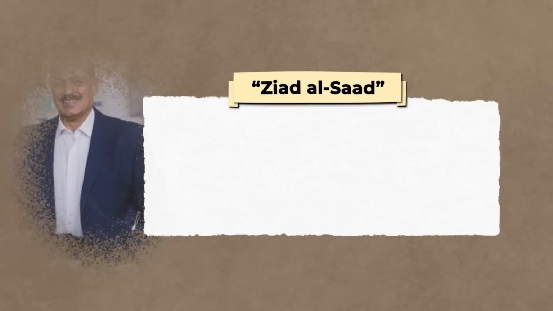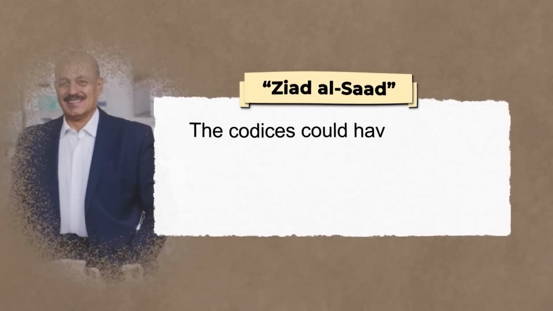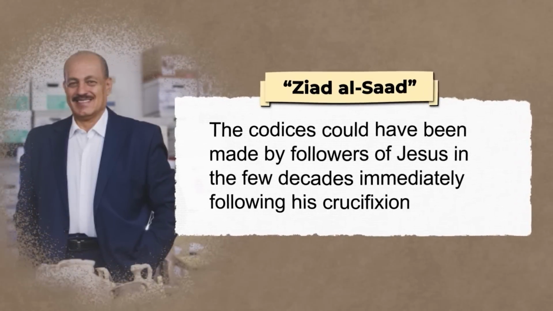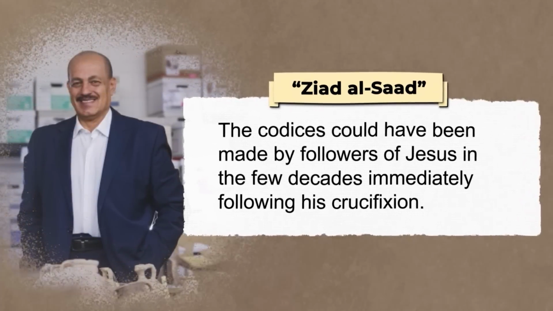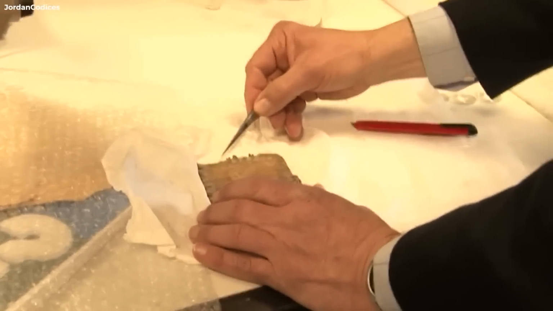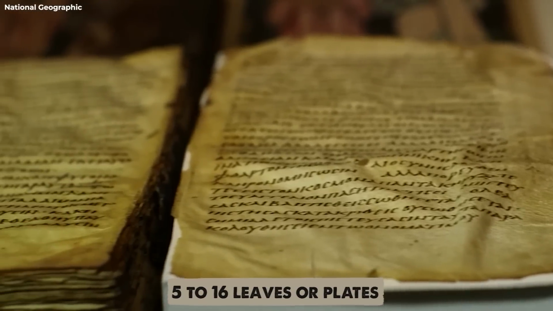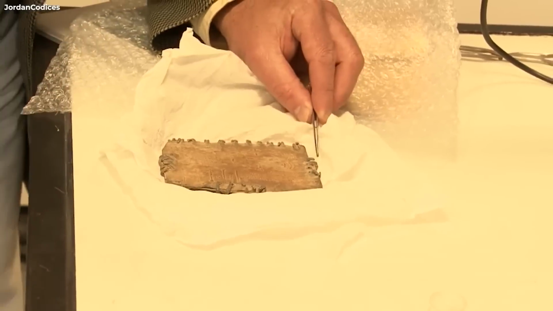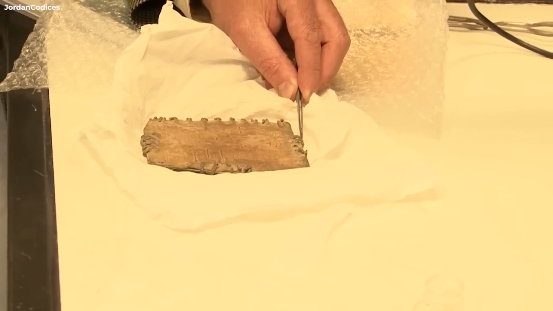The director of Jordan's Department of Antiquities, Zayed al-Saad, said the codices could have been made by followers of Jesus in the few decades immediately following his crucifixion. According to a BBC article, the books consist of 5 to 16 leaves or plates, each the size of a credit card. They are made of lead and copper and bound together with rings on one side.